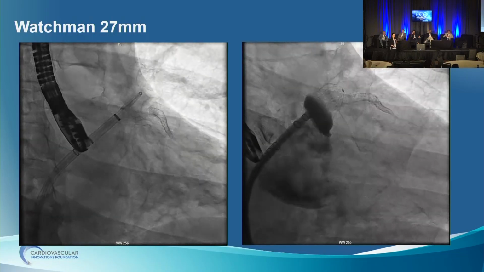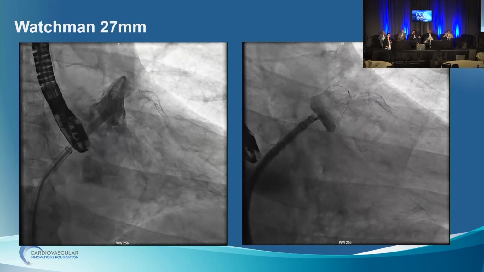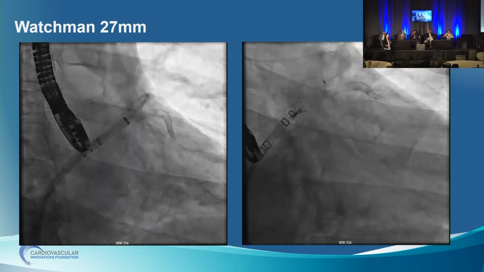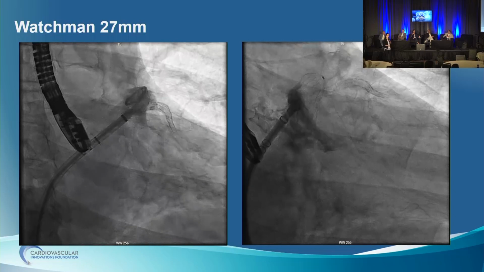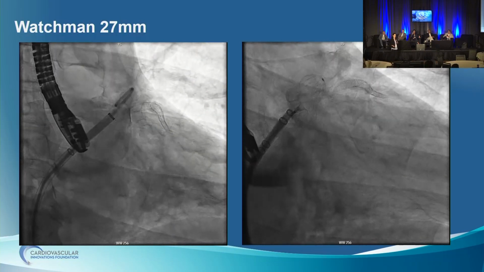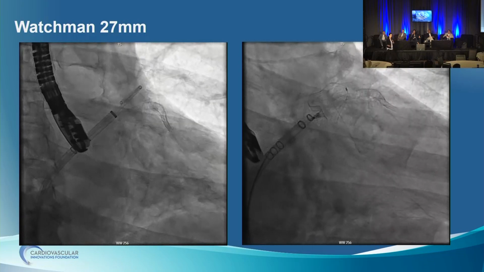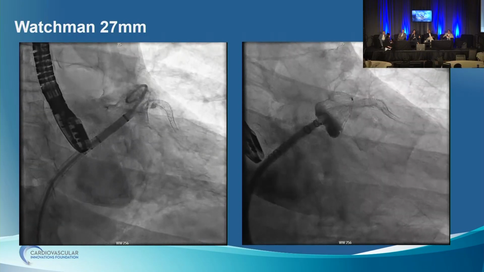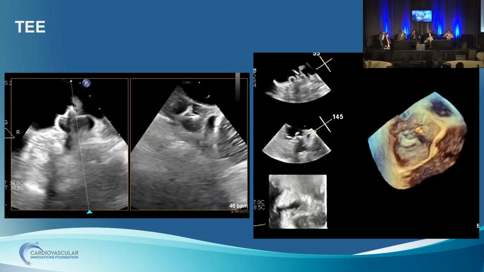Nonetheless, we decided to attempt a Watchman here, and you can see on our RAO caudal imaging that we do have limited depth, but we were able to place a Watchman here. You can see that we have a waist on the Watchman. It's at the level of the ostium, the face of the device, and you see that we have a good seal here.